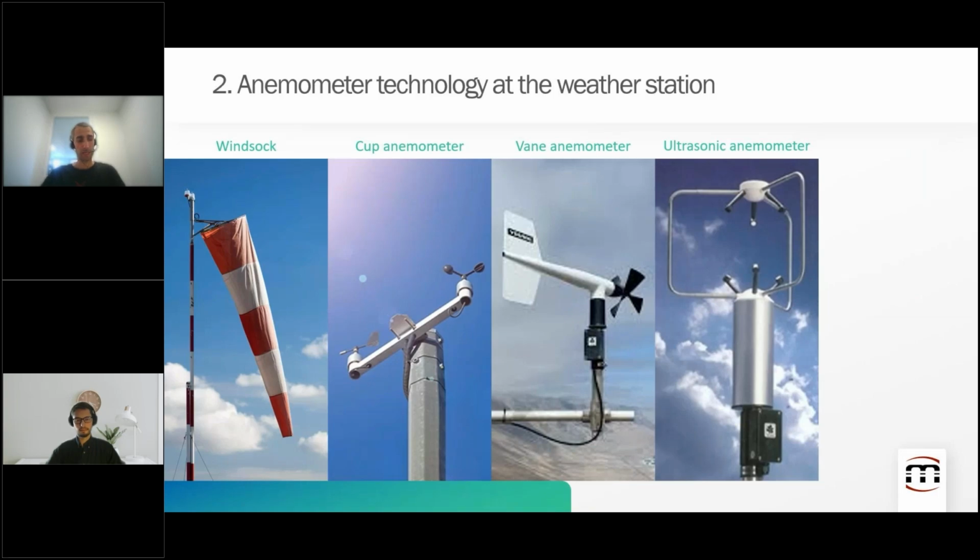So what you will usually get is cup anemometers. This is the standard. Sometimes you could find ultrasonic, but it's not that often. Okay, so now we have had a look. Let's move to the next subject, which is the topographic effect.